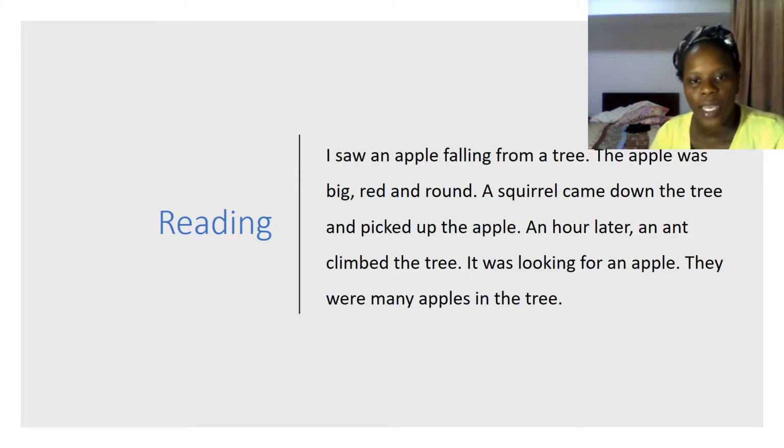I saw an apple falling from a tree. The apple was big, red, and round. A squirrel came down the tree and picked up the apple. An hour later, an ant climbed the tree. It was looking for an apple. There were many apples in the tree.